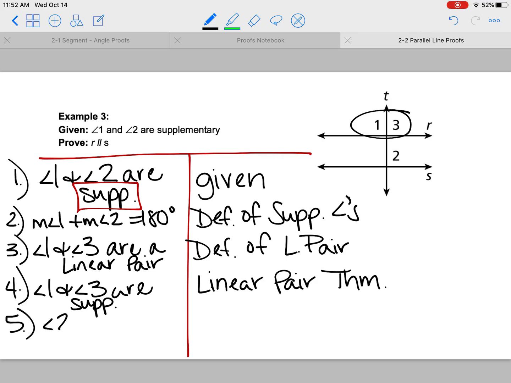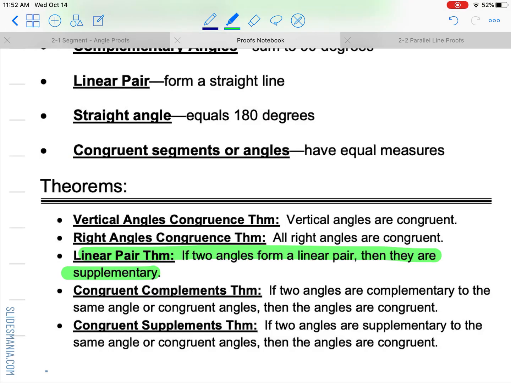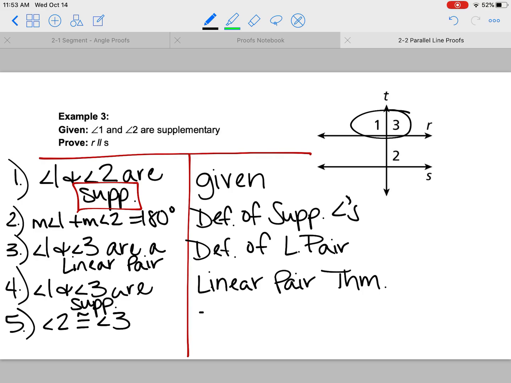Okay, next would be that angle 2 is congruent to angle 3. So let's look here. We know that 1 and 2 are supplementary, and so are 1 and 3. So if 1 and 2 are supplementary and 1 and 3, they both add up to 180 and they're both supplementary to angle 1, then 2 and 3 have to be congruent. And I want you to look at this one in pink. So if two angles are supplementary to the same angle, so they're both supplementary to angle 1, then the angles are congruent. So this would be your congruent supplements theorem.